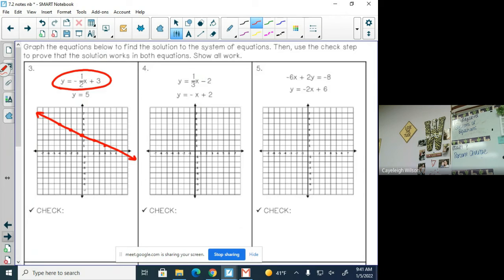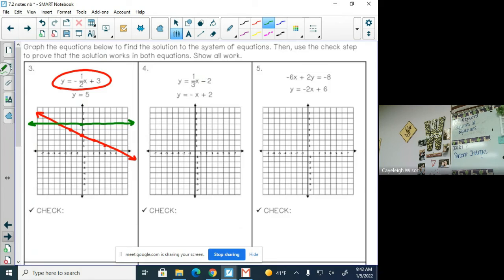All right, the second equation, the x is missing. If the x is missing, then it's always going to be a horizontal line. If the y is missing, it's going to be a what? Vertical line. So since the x is missing, y equals 5, I go to y equals 5, and it's a horizontal line. There's y equals 5, and it's a horizontal line.